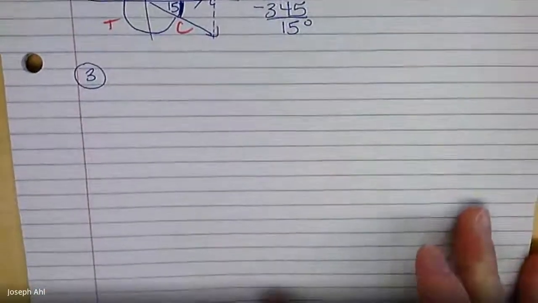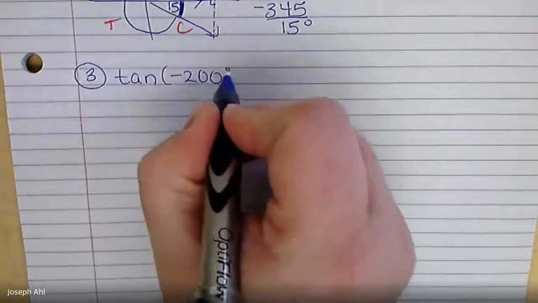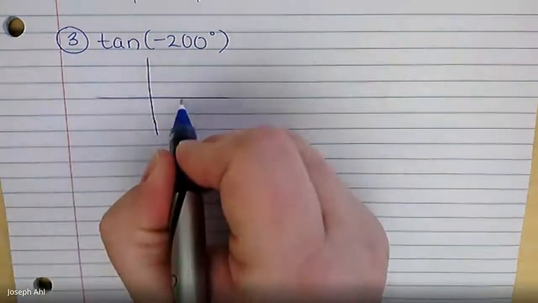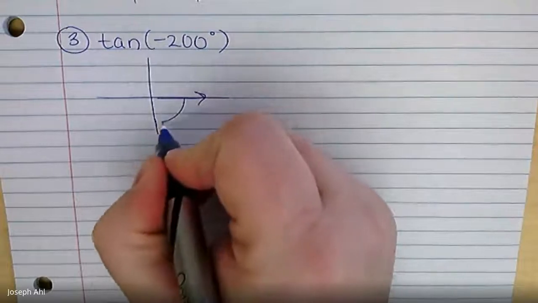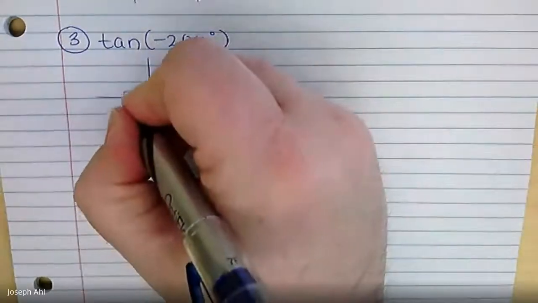All right, what about tan of negative 200 degrees? Well, starting with negative 200, that's already not so great because we don't want negative angles at all. All right, let's see, negative 200. So if I go from 0, we're just going to rotate around clockwise, right? This would be 90. This would be 180. So we have to go a little bit further into quadrant 2.